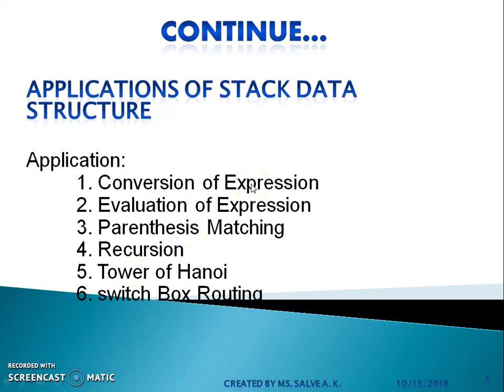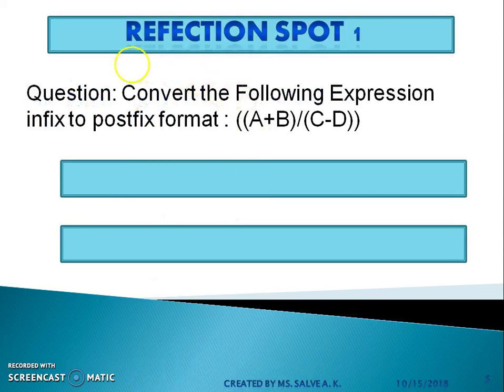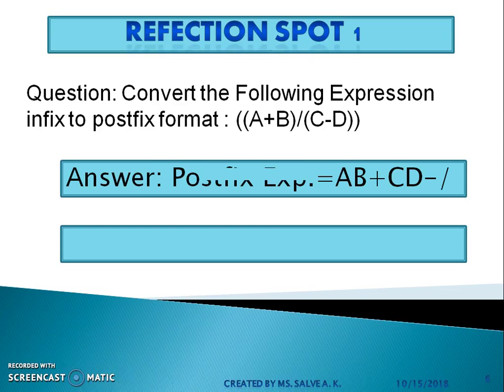Now we can see the reflection spot. We observe the first question. My question is to convert the following expression into the postfix format as well as the prefix format. The expression is, in parentheses, a plus b, divided by, in parentheses, c minus d. Then we observe to get the answer. Converting that expression into postfix format means the operators always follow the operands. The resultant value is ab plus cd minus divided by.